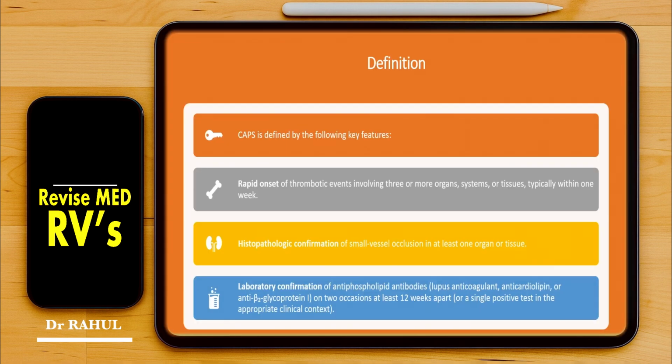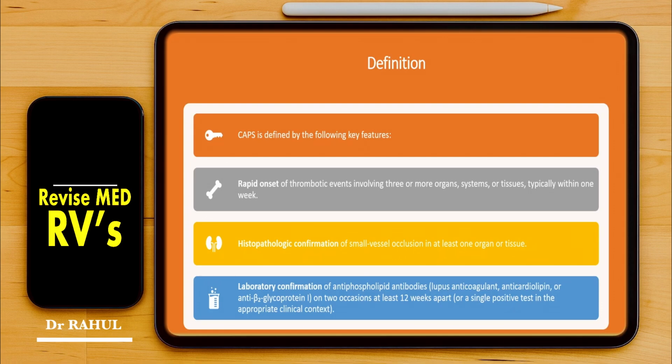CAPS is defined by three cardinal features, that is the rapid onset of thrombotic events involving 3 or more organs, systems or tissues, typically occurring within 1 week. There should be histopathology confirmation of small vessel occlusion in at least one organ or tissue, and laboratory confirmation of antiphospholipid antibodies, that is lupus anticoagulant, anticardiolipin, anti-beta-2 glycoprotein on 2 occasions at least 12 weeks apart.